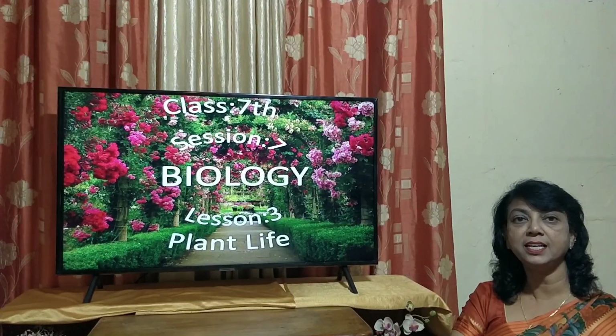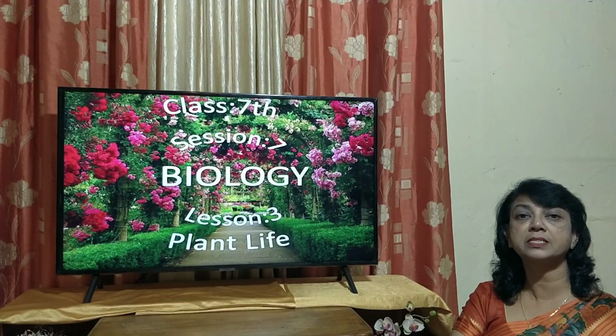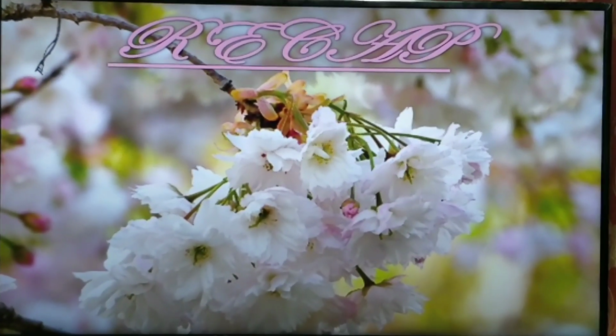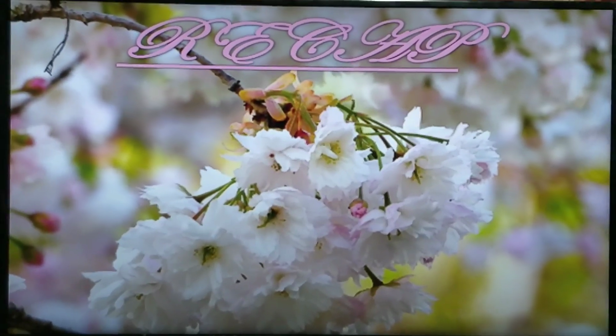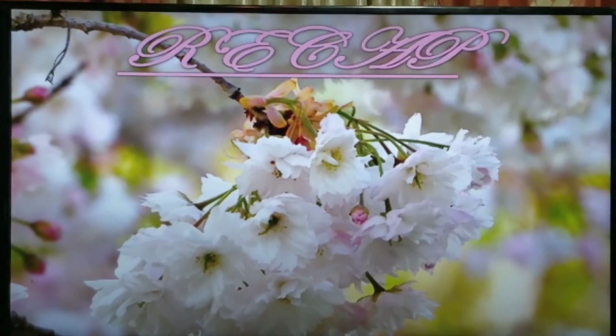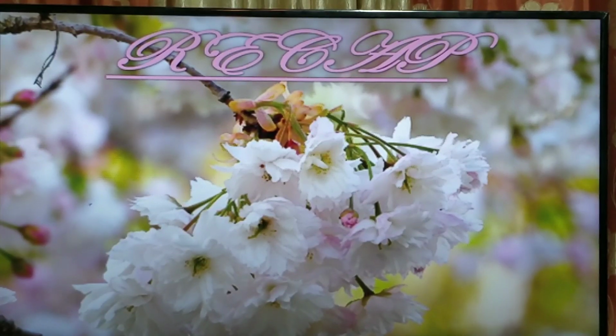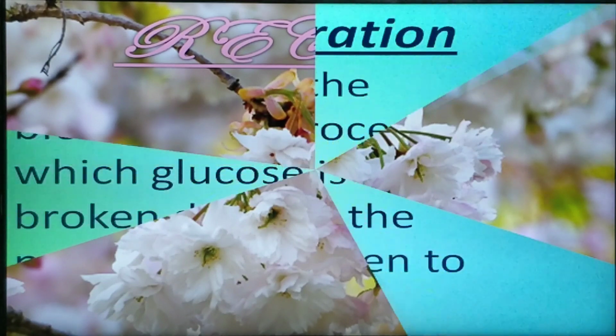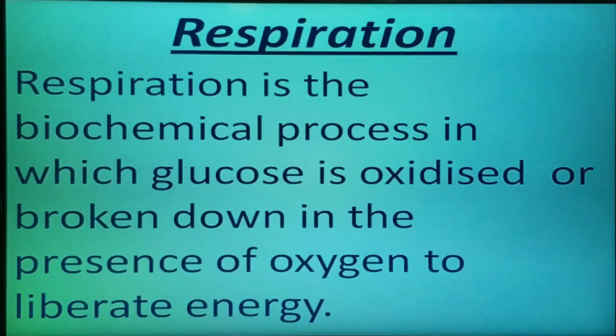Before we move further, let's have a recap of what we studied in the last session. I'm sure you have prepared the topics which were taught to you very well. In the last session, we studied about respiration. We studied that in respiration, food is used up and energy is produced. I hope you remember the definition of respiration.